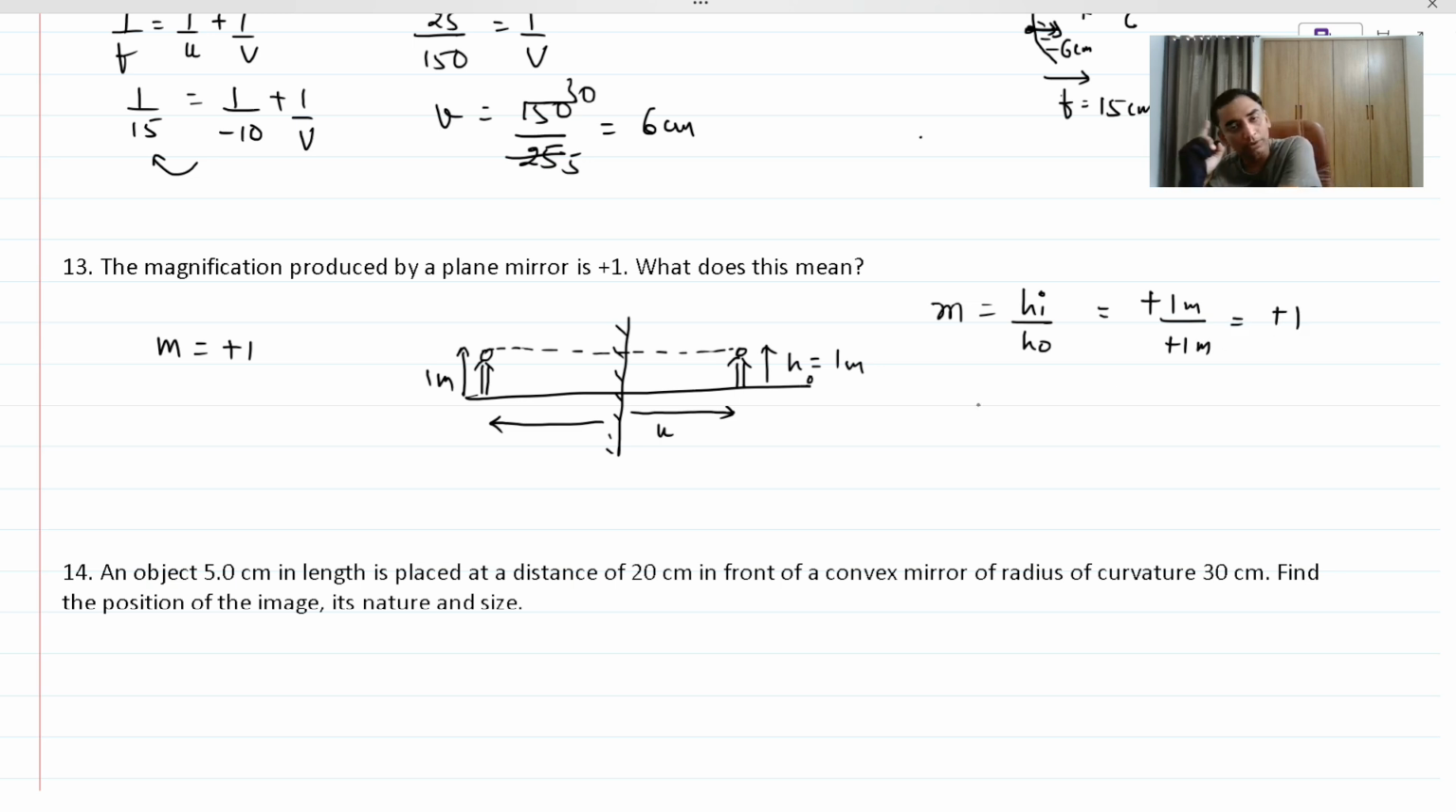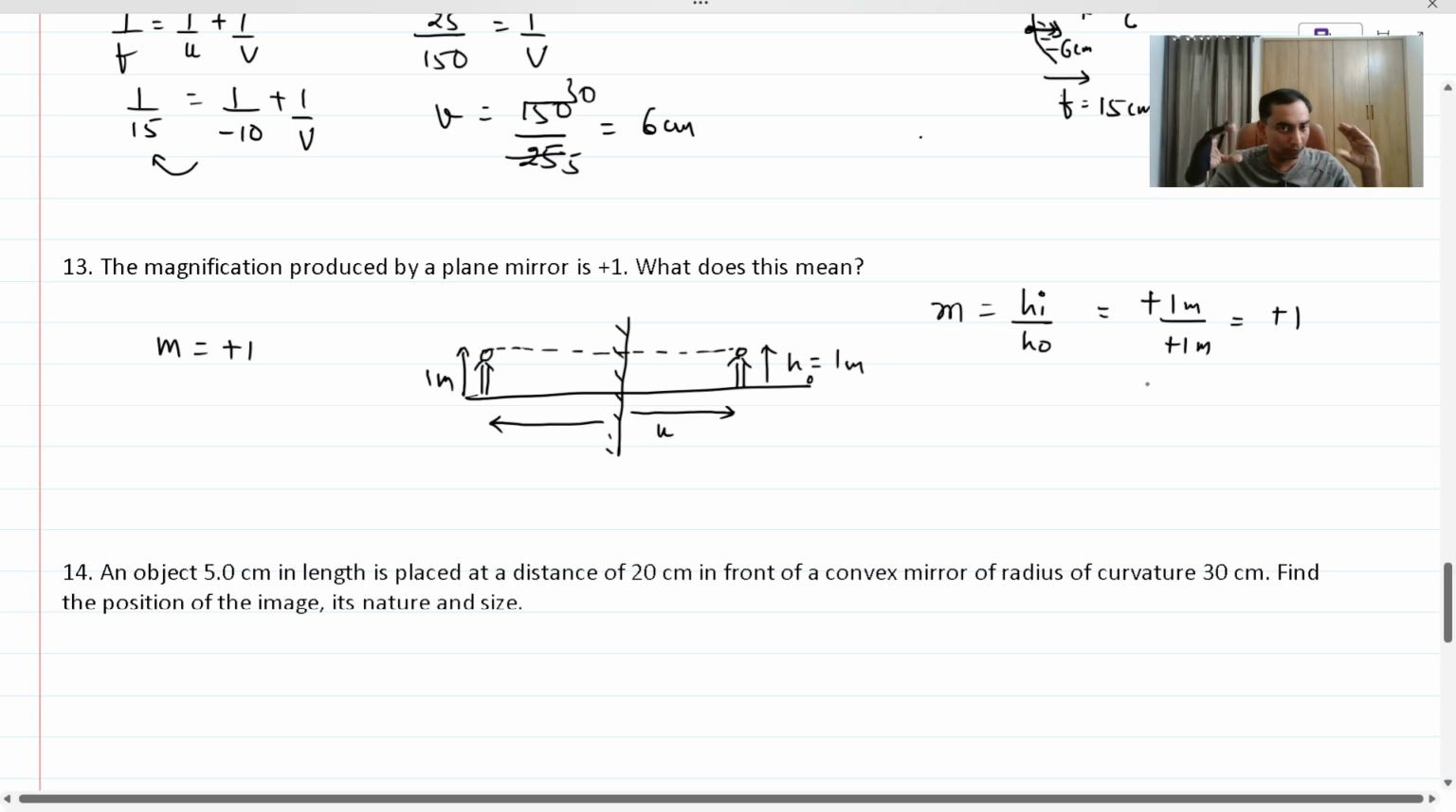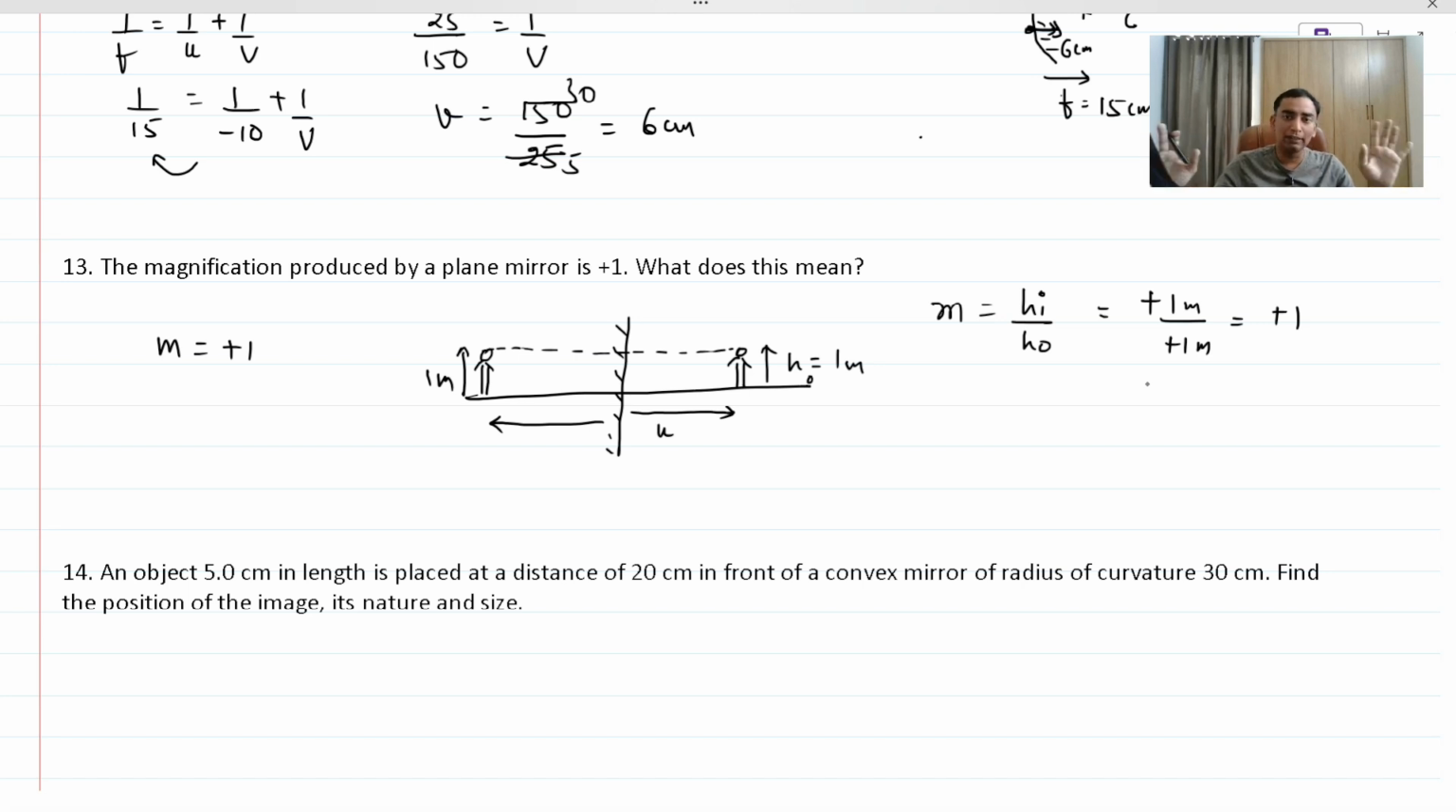In case of the convex mirror also the magnification is positive but always less than 1 because the image is smaller. So this is what it means. The height of the object and image are the same and the image is erect. This is what it means.